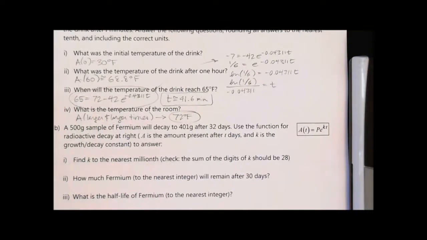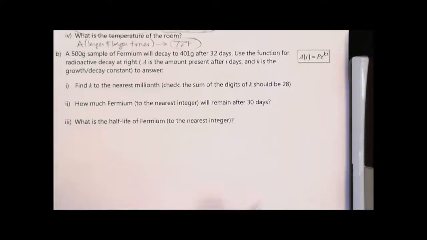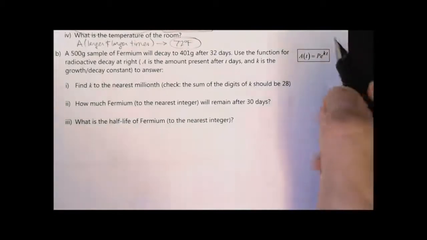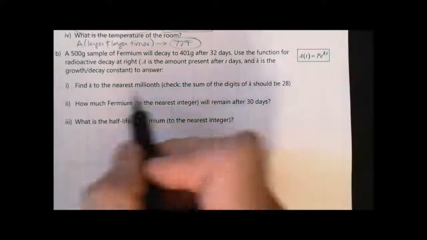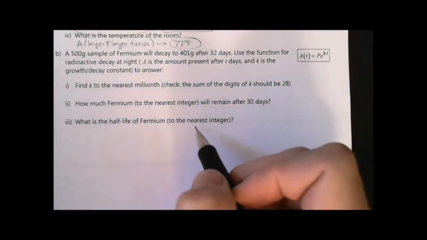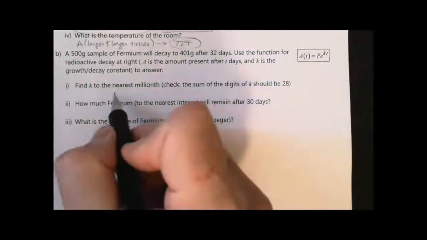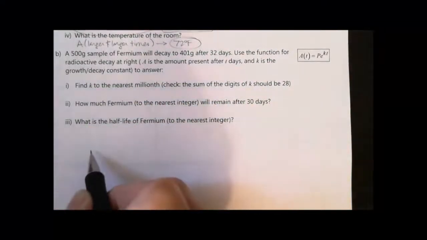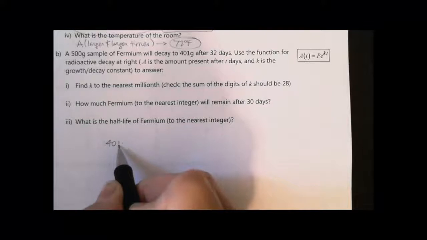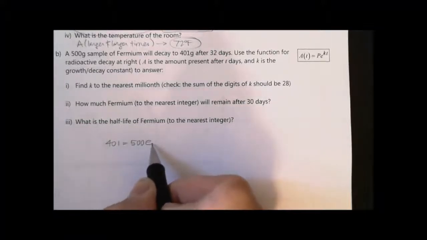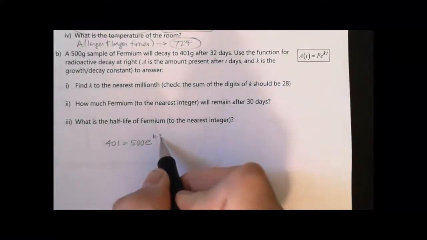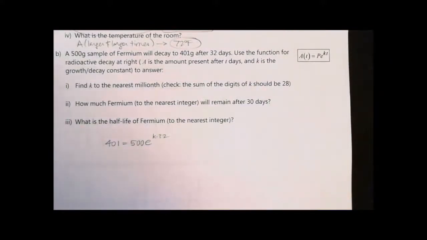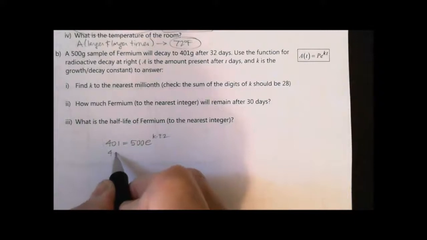Okay. Now the second problem, we're given this radioactive decay model, and again, P is the initial amount, K is a growth or decay constant. In this case, it's decay, so K will be negative. We want to know K to the nearest millionth. Okay, and if we started with 500 grams and ended with 401, then we know that 401 is 500 e to the, and the time involved was 32 days, so it would be K times 32. We can solve that in our calculator, but it's just as easy to solve it by hand.